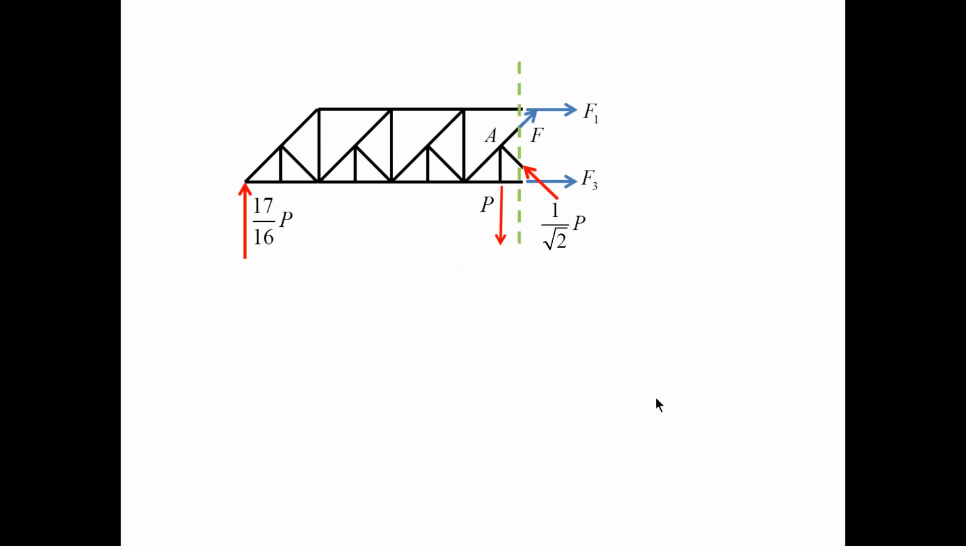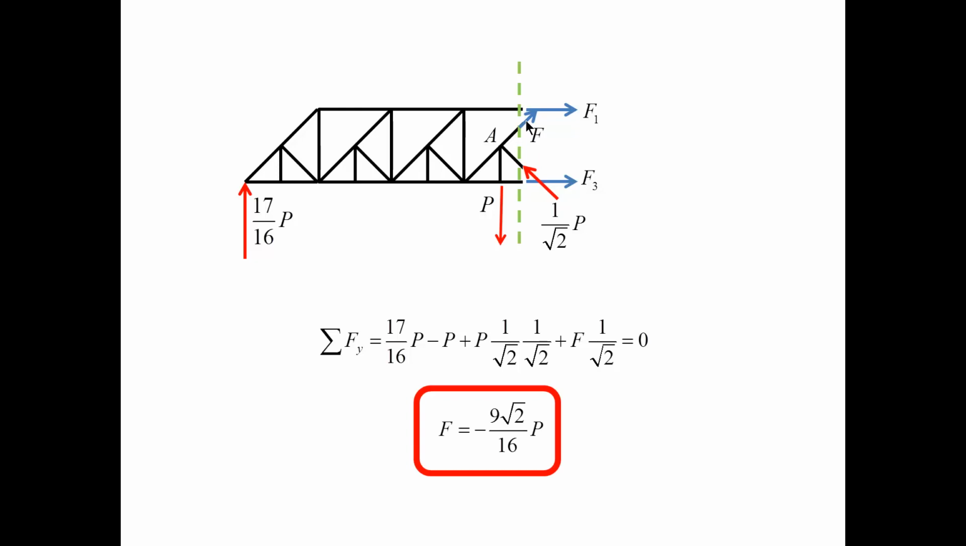Once F2 is known, we go back to the original free body diagram, and now we know the force F2. And now to find the force F, the easiest thing to do is to project all the forces on the y-axis. That's the equation, and that's the answer. And this answer is exactly the same as the one obtained with the previous method.